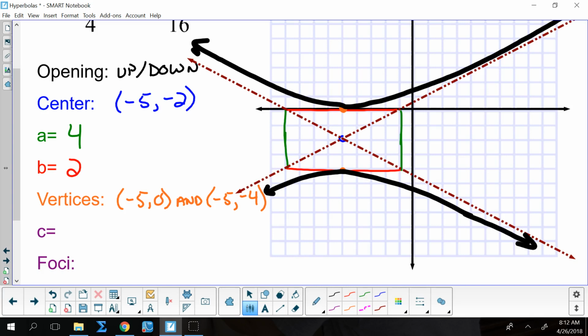Yep, haven't gotten there yet, but yes, we do. You want to do it now, or you want to do asymptotes first? Asymptotes first? Okay. All right.